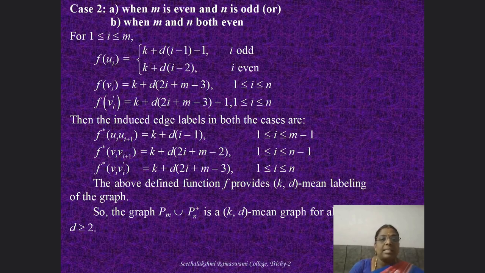When we apply these labelings to the vertices, the induced edge labels are f star of ui plus 1 equal to k plus d into (i minus 1) when 1 ≤ i ≤ m minus 1, and f star of vi plus 1 equal to k plus d into (2i plus m minus 2) when 1 ≤ i ≤ n minus 1, and f star of vi dash equal to k plus d into (2i plus m minus 3) when 1 ≤ i ≤ n. So this labeling provides the k, d mean labeling for the graph Pm union Pn plus.